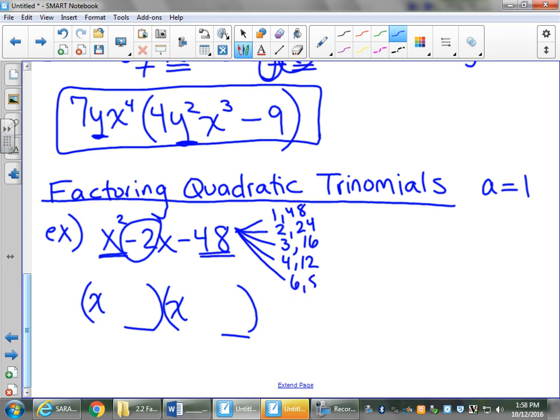6 and 8. Ding, ding, ding. We have a winner. There is a way to get negative 2 out of 6 and 8. So they have to multiply to a negative 48. So I know that in my binomials, one has to be positive and one has to be negative in order to get a negative c value here. And then when I combine them, I need negative 2. So to make that happen, the 6 needs to be positive and the 8 needs to be negative.